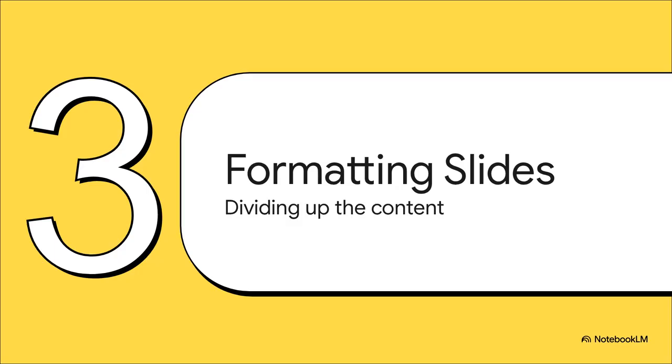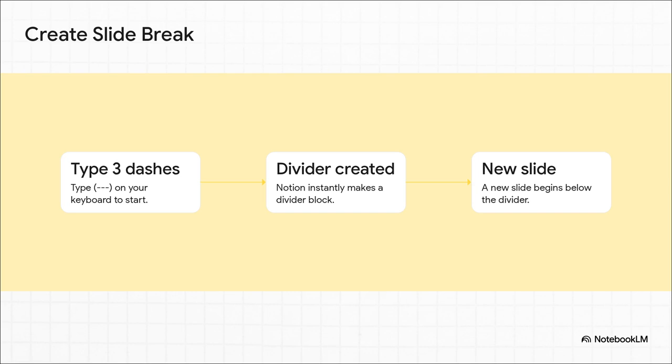Which brings us to section 3, formatting your slides. Now, you might be thinking, okay, if I have a massive page of text, how does it know what goes on which slide? It is literally so simple. By just typing 3 dashes on your keyboard, you create a standard Notion divider block. But here's the magic. In presentation mode, Notion reads that divider as a literal slide break.